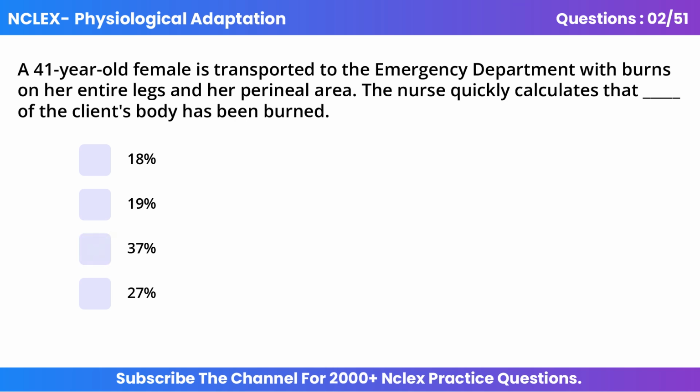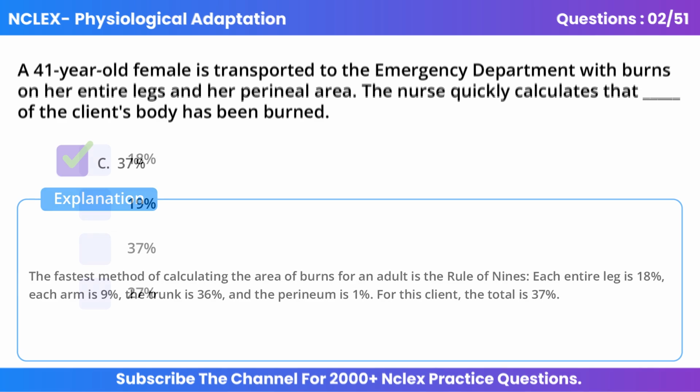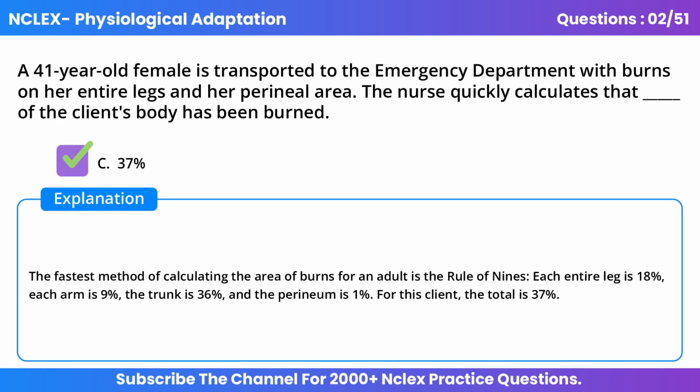C. 37%. The fastest method of calculating the area of burns for an adult is the rule of nines. Each entire leg is 18%, each arm is 9%, the trunk is 36%, and the perineum is 1%. For this client, the total is 37%.